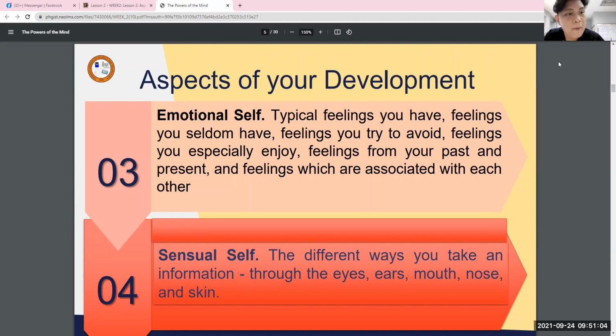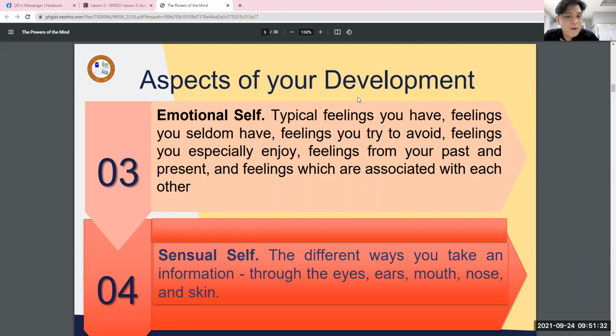Ano ba pinaka-best example natin for the emotional self natin, 'di ba? When we are falling in love. We feel that we love, we feel that we are in love, and we also feel that we are loved by the person that we love. So that's the example ng emotion kasi that is your feelings. So kung nasaktan ka sa pagmamahal mo, so that is emotional self.